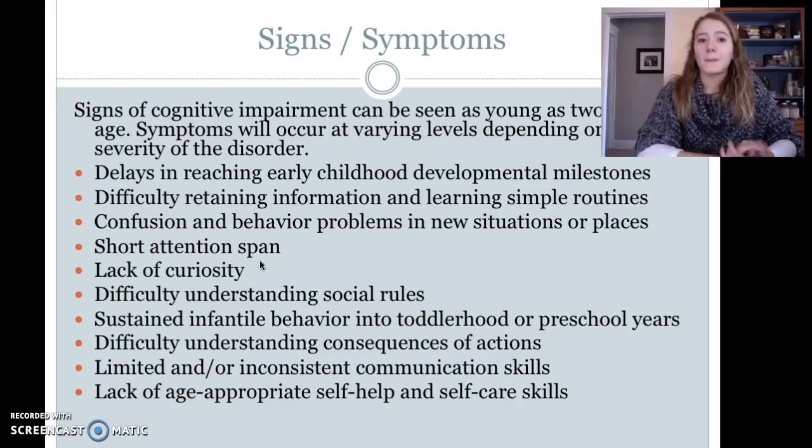Other signs and symptoms of cognitive impairment include delays in reaching early childhood developmental milestones, a short attention span, lack of curiosity, limited or inconsistent communication skills, lack of age-appropriate self-help and self-care skills, and many others. So these signs and symptoms can be seen as young as 2 years of age, and the symptoms will occur at varying levels depending on the severity of the disorder.